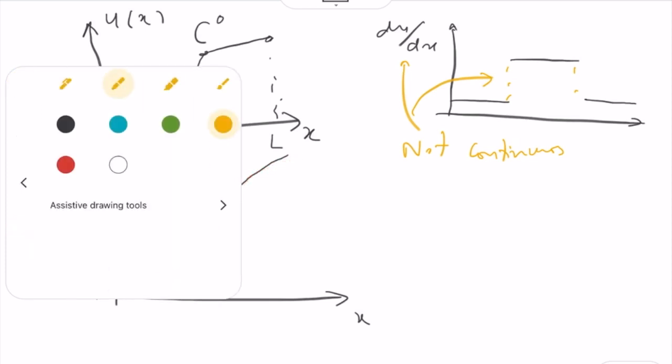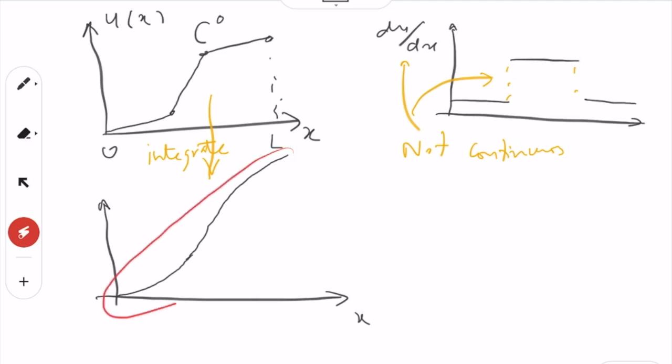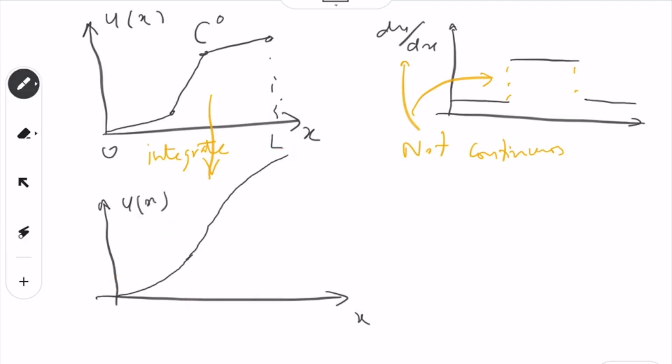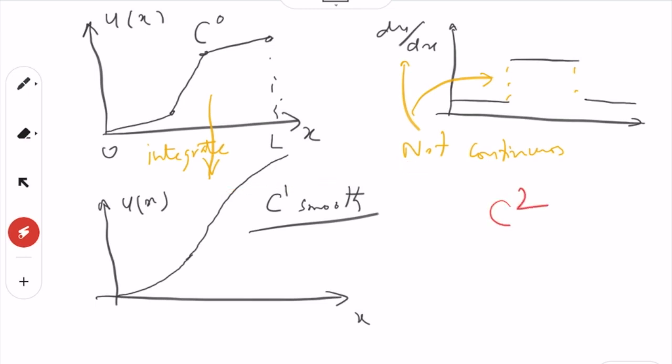Now, you know that if you differentiate this, so this is u of x, if you differentiate this one, then you get this, not a smooth, but a continuous curve. So how many continuous derivatives can you get? You can get one, right? So hence you will call it C1. This is C1 smooth, right? And so on. If you integrate this again, then you will get even C2 smoothness, right?